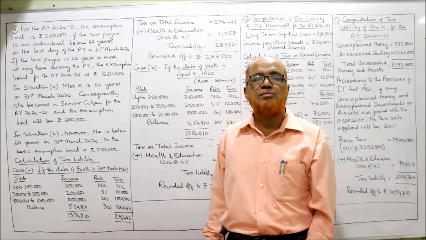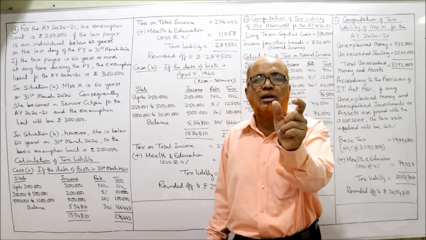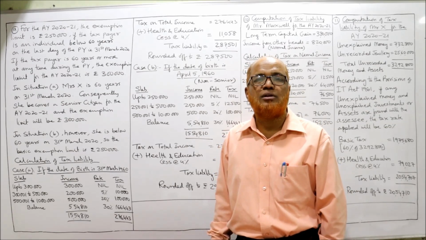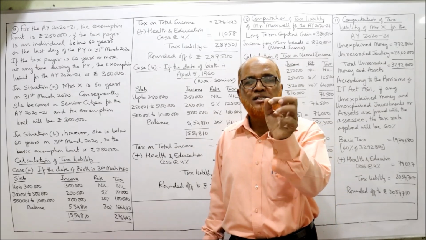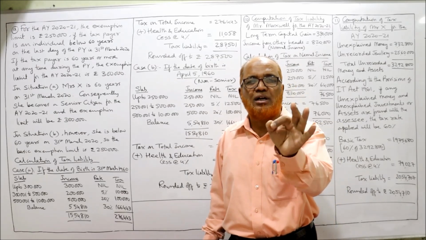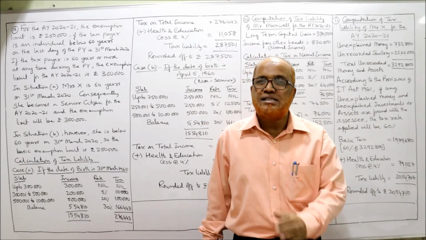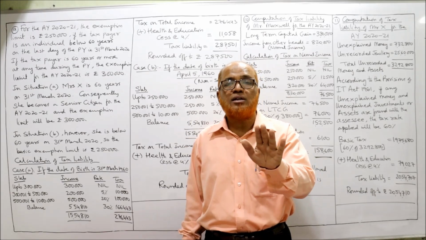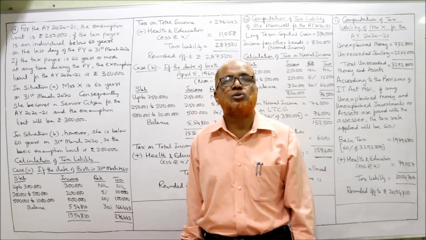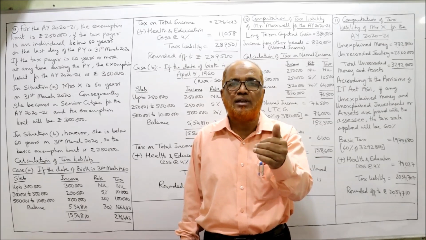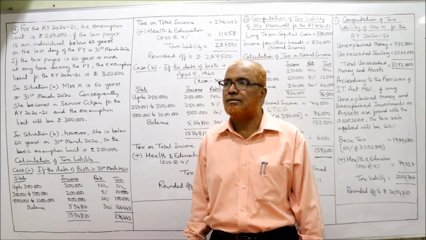So under 60 years means she is a non-senior. Non-senior means basic exemption limit 2,50,000. So in the two situations given in the problem, first situation, she is exactly 60 years on 31st March 2020. So basic exemption limit 3 lakh. Second situation, she has not completed 60 years on 31st March 2020. So she is below 60 years. So in that case, the basic exemption limit is 2,50,000, non-senior citizen.